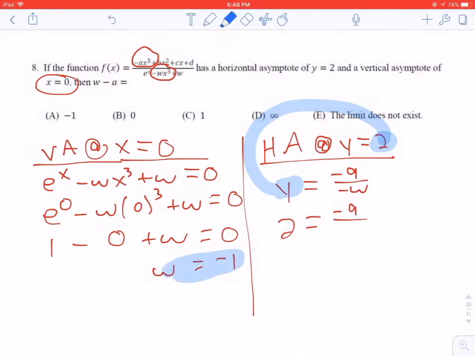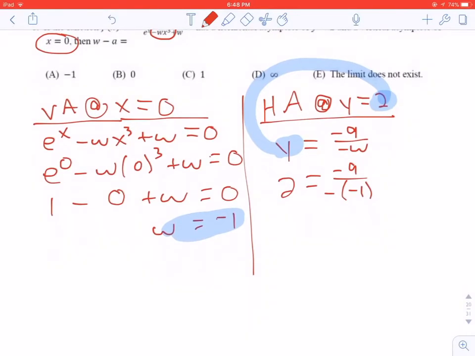W is negative 1. So we have a negative, negative 1. A negative, negative 1 is 1. Multiply 1 by both sides and you get 2 equals negative a. Therefore, a is negative 2.